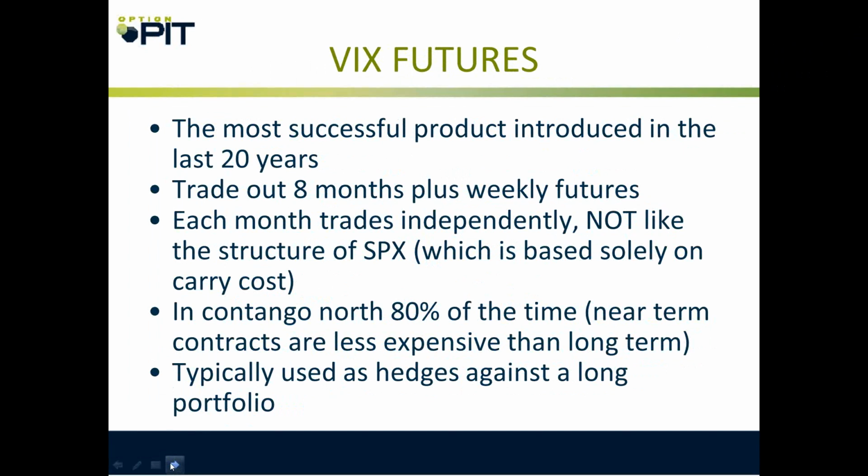VIX futures are the most successful financial product introduced in the last probably 20 years. They trade out 8 months plus weekly futures. Each month does trade independently, not like the structure of SPX, which is slowly related through carrying costs. VIX months trade like VIX itself. VIX futures are correlated but not tied, whereas S&P futures are basically tied.